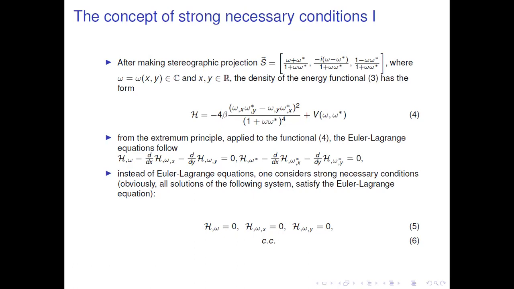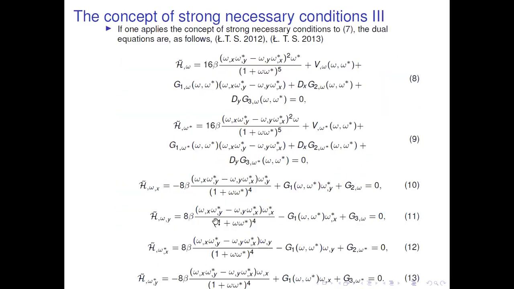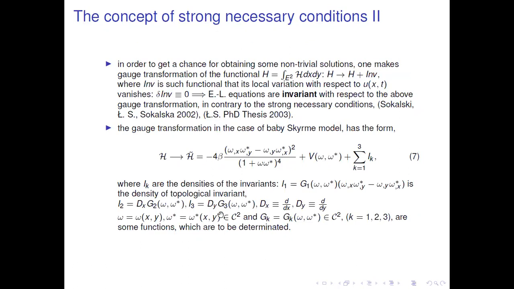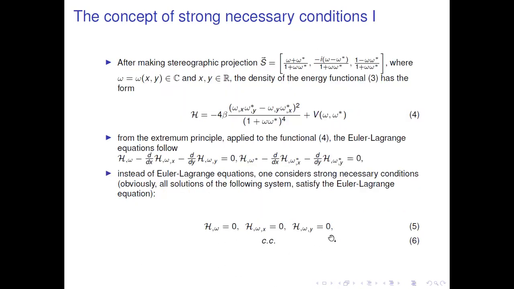And instead of considering Euler-Lagrange equations, one considers strong necessary conditions. So we require vanishing of the pieces of these Euler-Lagrange equations. This piece, this fragment, and this fragment. So we call such equations strong necessary conditions. Of course, all solutions of the following system are automatically solutions of the Euler-Lagrange equation. However, there is such a danger that very often solutions of the system 5-6 will be rather trivial.